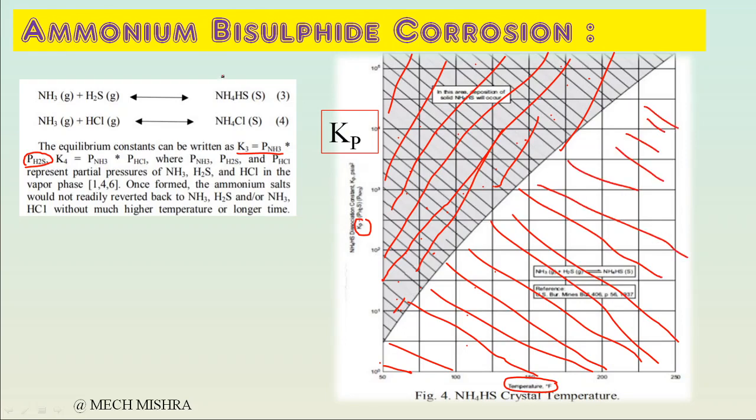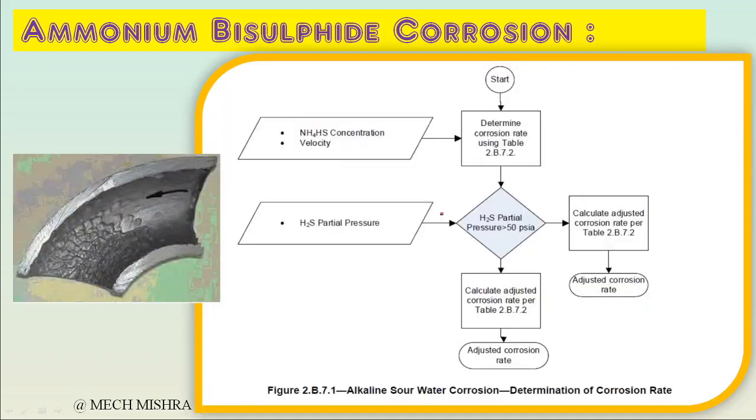Similarly, ammonium chloride is also a salt, and this can also be checked by this curve to see whether we are in the safer zone. White is the safer zone and black is the deposition zone. That's a very critical factor we have to watch all the time: when NH4HS crystals will form and cause corrosion.